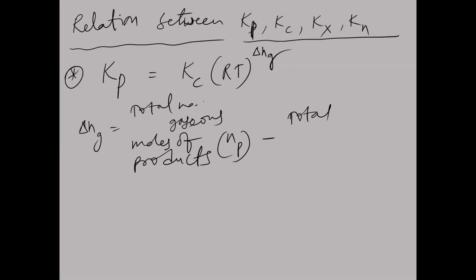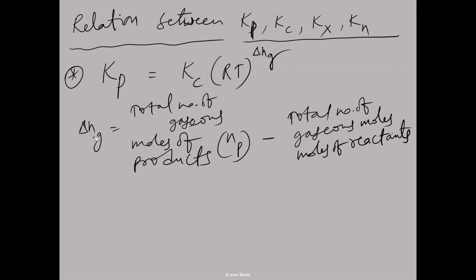Total number of moles. Total number of gaseous moles of products minus total number of gaseous moles of reactants. This is what we call delta Ng, G for gases here. We should not take the number of moles of solids and pure liquids here. Only for gases we take it. Total number of moles of gaseous products minus total number of moles of gaseous reactants we take first.